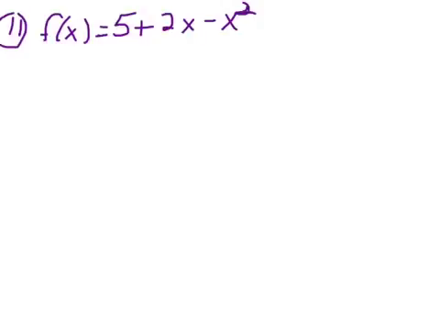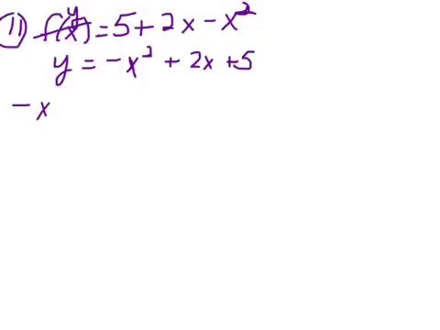Okay, so let's do this. First of all, we got to remember this is really y, isn't it? And I want to change this from standard form into vertex form. But before I do that, let's go ahead and put it in the proper order. That's negative x squared plus 2x plus 5. And we want to complete the square. And so to complete the square, I'm going to write these over here.